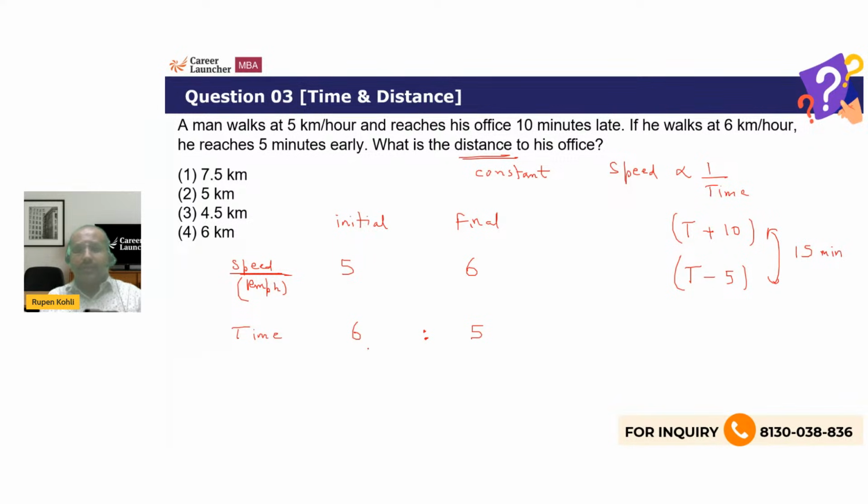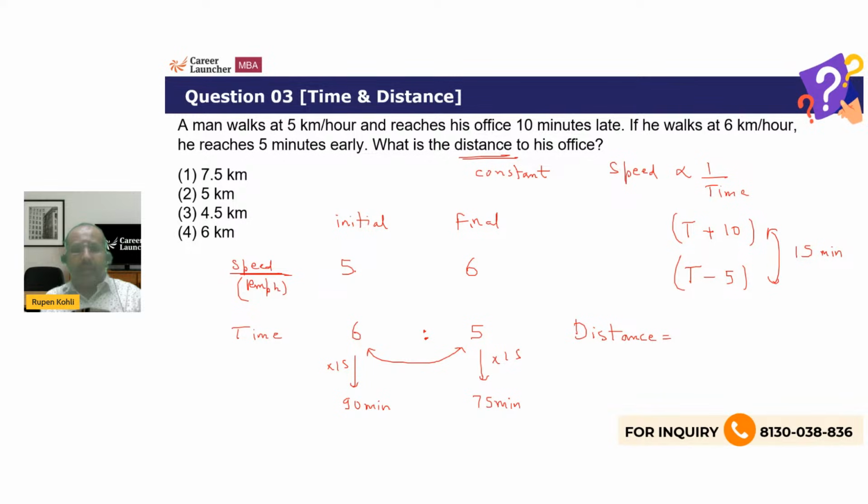So the difference between these two numbers should also be 15, but 6 minus 5 is only 1. So to get the actual numbers, you need to multiply these numbers 6 and 5 by a factor of 15 so that the gap of 15 is created. So 15 into 6, 90 minutes, and 15 into 5, 75 minutes must be the actual times corresponding to the respective speeds of 5 kmph and 6 kmph. Now you have got the speed, you have got the time, you can find the distance. What is distance? Distance is speed into time.